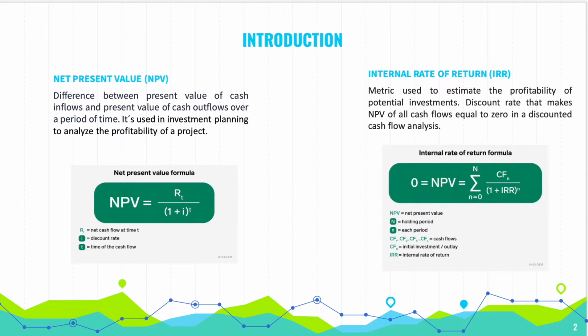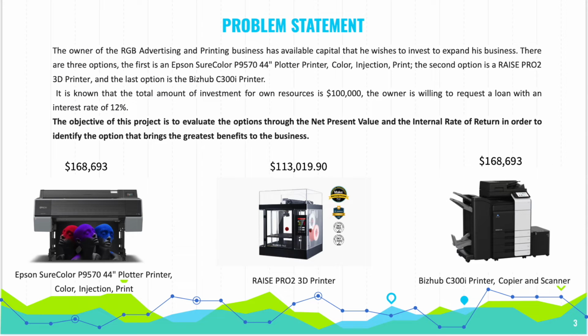The main objective and direction of the research is to find the best investment option for a small printing business in order to obtain the most optimal benefits. Now, the problem. The owner of the RGB advertising and printing business has available capital that he wishes to invest to expand his business.